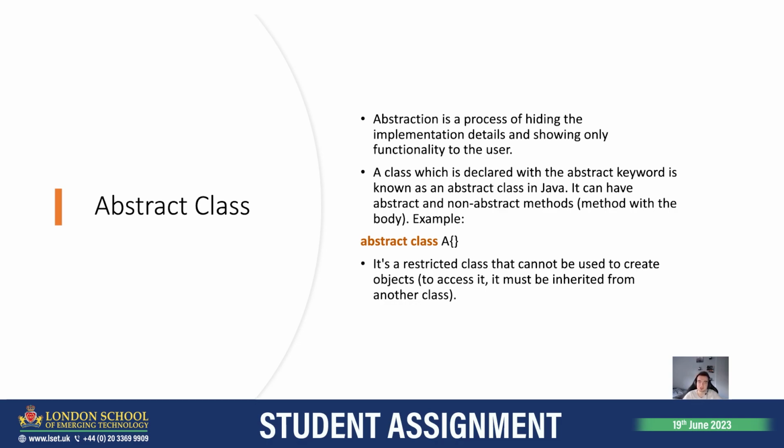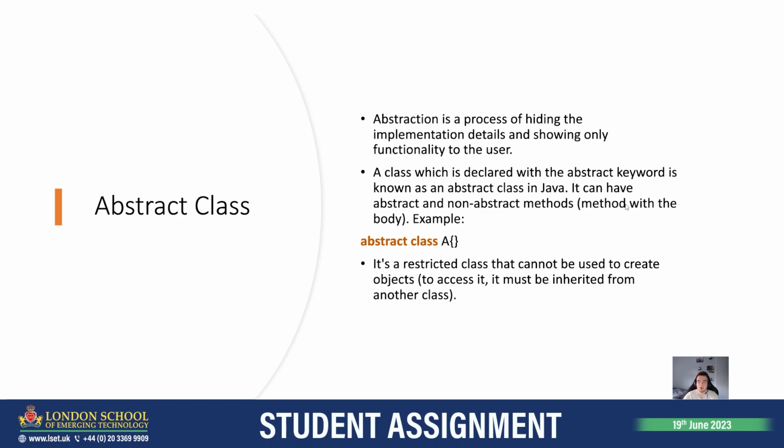So what is an abstract class? This is a class which is declared with an abstract keyword. So there is an example. Known as an abstract class in Java, it can have abstract and non-abstract methods. Methods with the body, for example. So that was an example of how to create an abstract class.